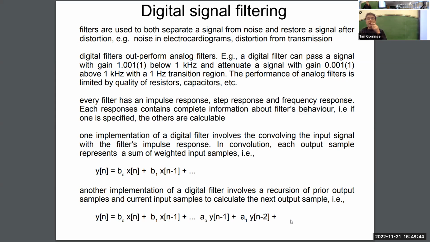And so in this recursive digital filtering, not only do we use directly a weighted sum of the input samples, but we also combine it with a weighted sum of the prior output samples. So a0, a1, a2 are the coefficients of the prior output samples. And so that's the second type of filtering.